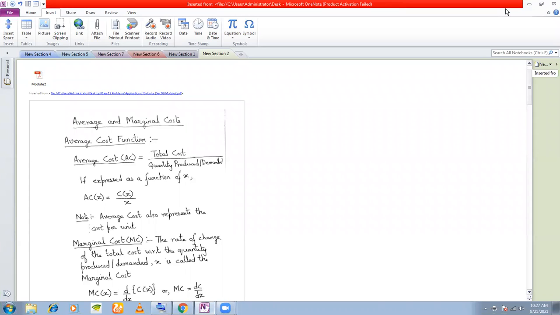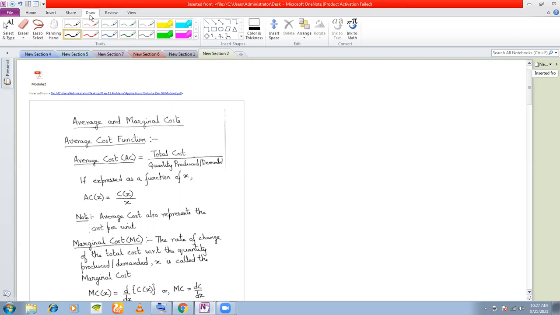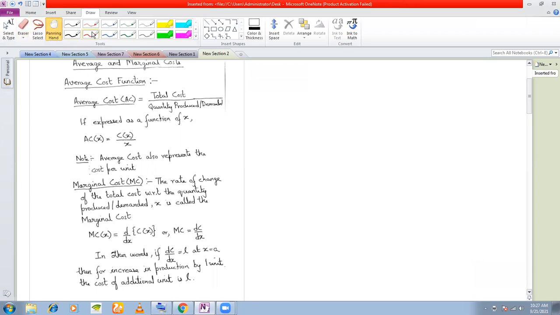Just to introduce you to the next section, you have the concept of average and marginal cost. Average cost is equal to total cost divided by quantity produced or demanded. So the average cost function is given by the total cost function divided by the number of units produced or demanded. Remember this. Also note that average cost also represents the cost per unit. That is, the cost of producing a certain unit of a product is given by the average cost. Okay.